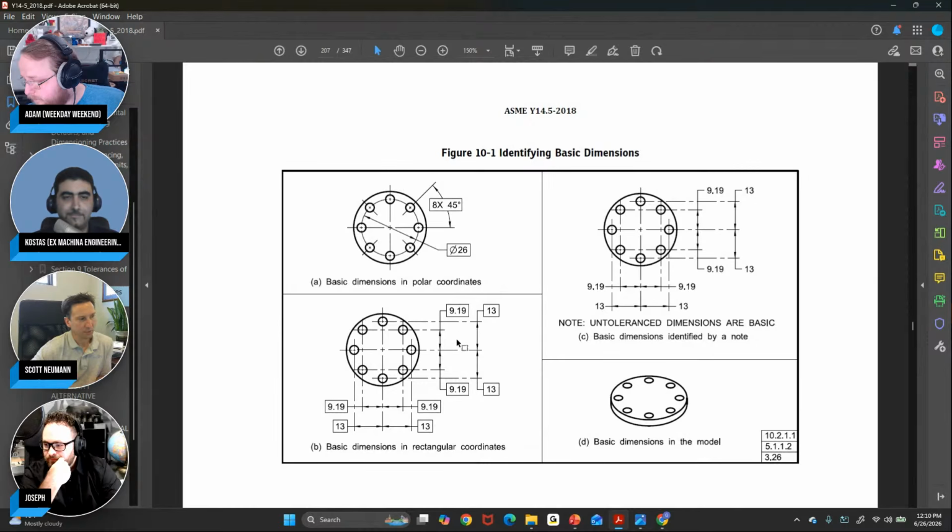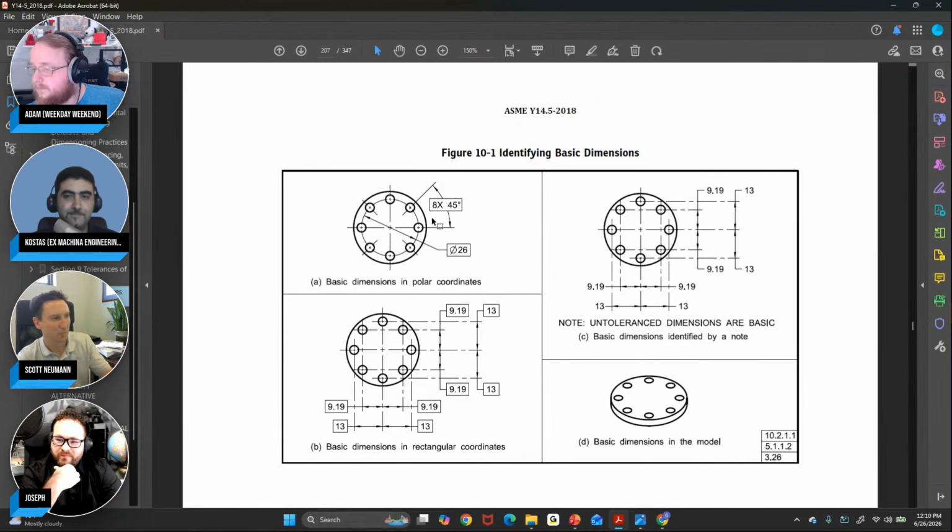But that would be no different than if you did it in rectangular coordinates, did it all like this. It means exactly the same thing. But on round parts, it's probably a little more efficient to do it this way.